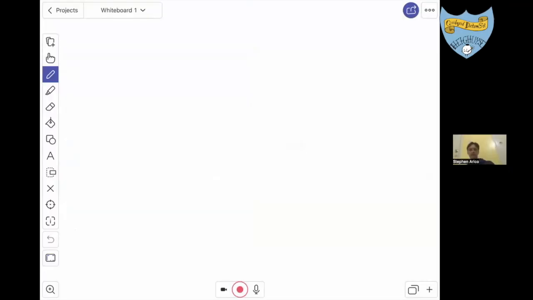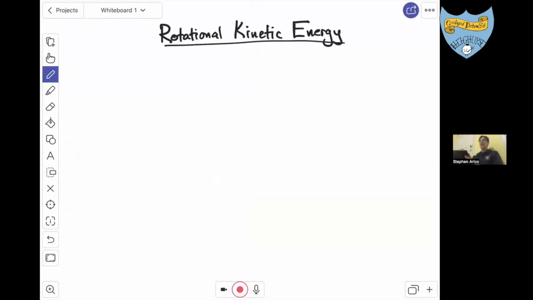Today's lesson is about rotational kinetic energy. The formula for regular kinetic energy is 1/2 mv squared. We're going to start calling this kind of kinetic energy one of two things. We'll call it translational, that means for something that is moving in a straight line, or we'll sometimes call it linear kinetic energy. Either of those two terms is acceptable for this.